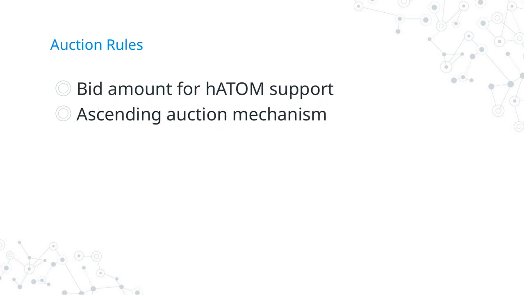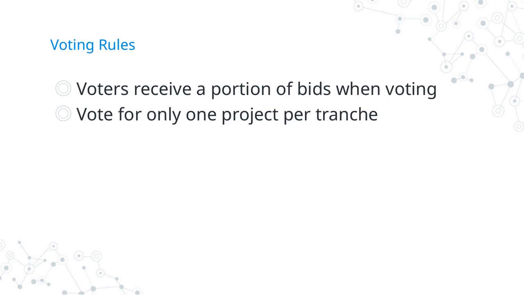Projects bid an amount they are willing to pay to H-Atom supporters. This bid can be increased until the round ends. The auction design resembles an ascending auction but also considers reputation, ensuring the best projects receive support. Voters can benefit from multiple bids by observing each tranche as an independent auction. They can change their support at any point before the deadline or choose not to support any project.